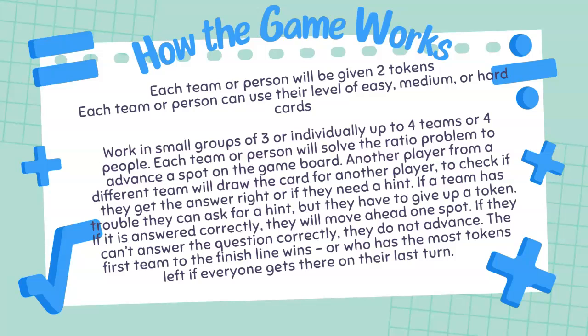If it is answered correctly, they will move ahead 1 spot. If they can't answer the question correctly, they do not advance. The first team to the finish line wins, or who has the most tokens left if everyone gets there on their last turn.